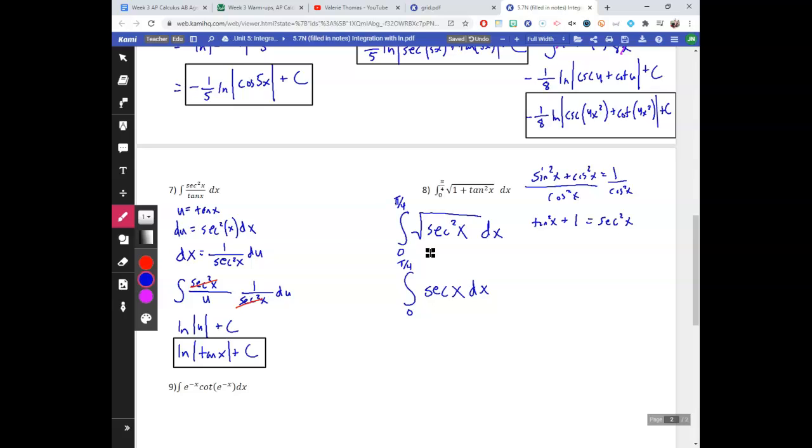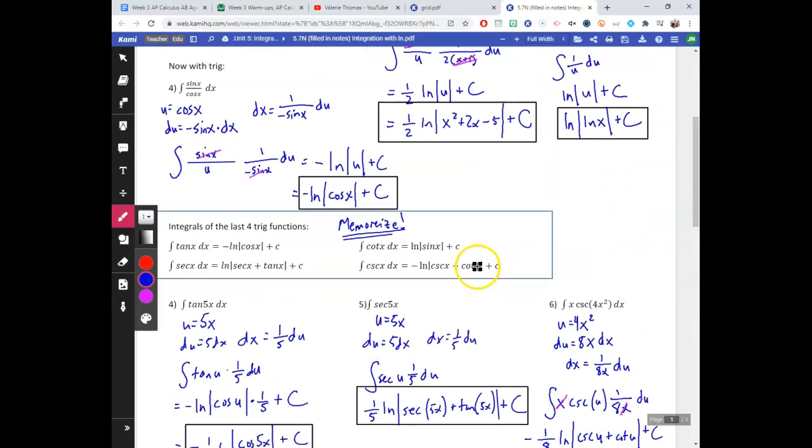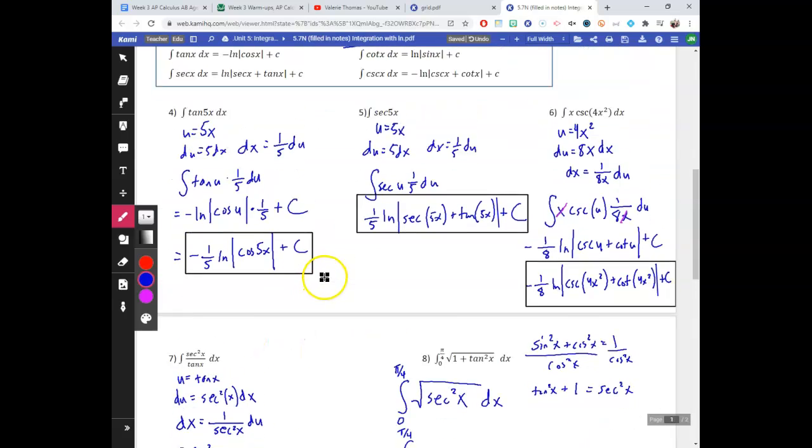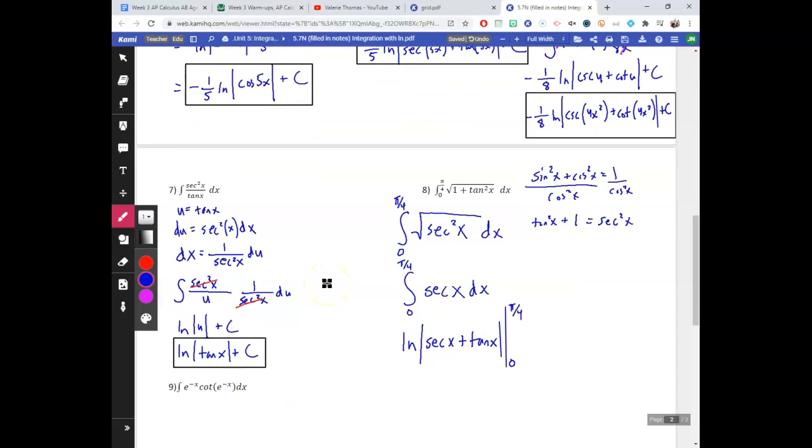Now we can integrate it using our formula. So we get the natural log of the absolute value of secant of x plus tangent of x, evaluated from 0 to pi over 4. That means we've got to plug in pi over 4 both places, and then subtract plugging in 0 both places. Notice we don't have plus c. We don't need plus c because it's a definite integral. It's not an indefinite one, right?